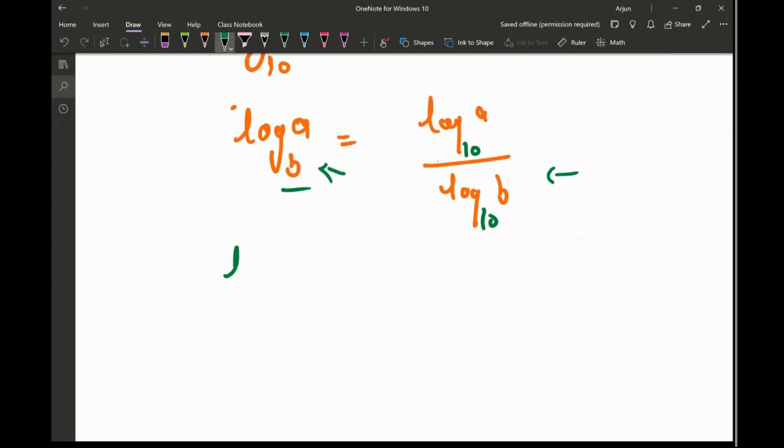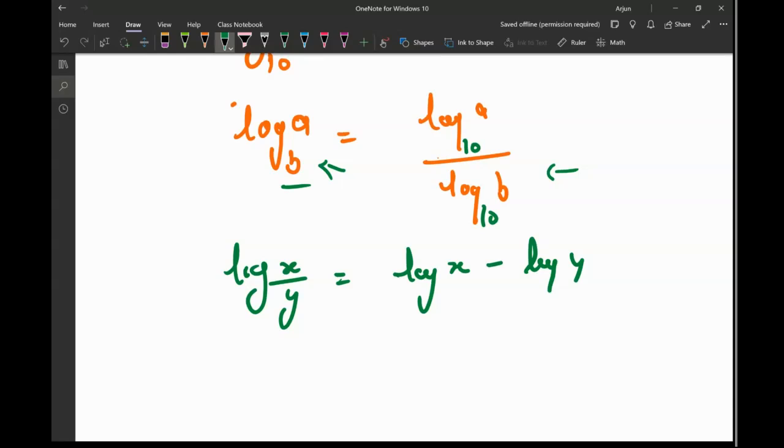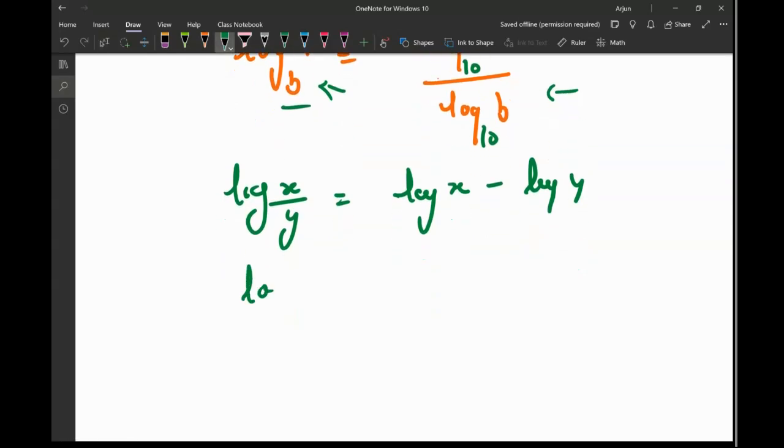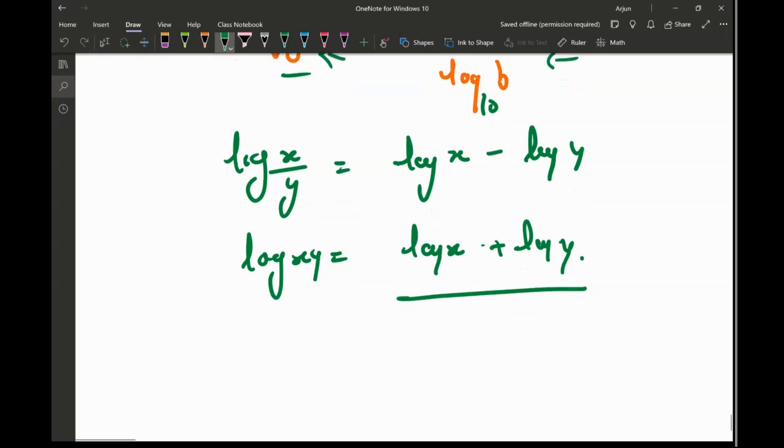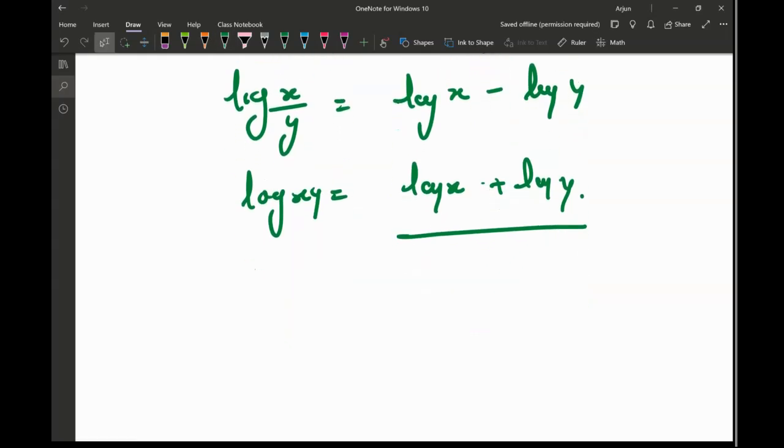Now the next formula is log of x divided by y can be written as log of x minus log of y, and the next formula is log of xy is equal to log x plus log y. Again, if these formulas are not written on your formula booklet, you can always write them down there. One more thing I want to tell you, these formulas stay the same for ln also.